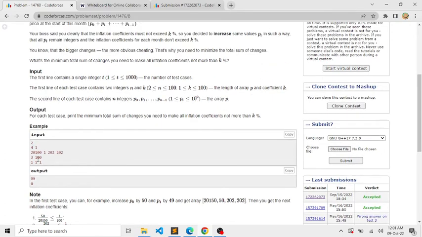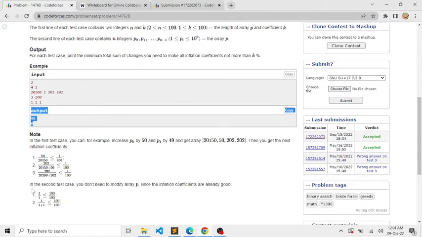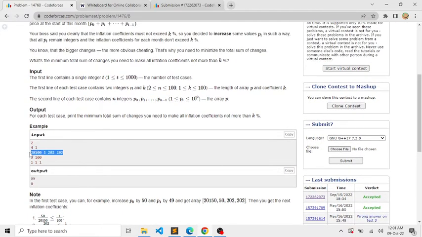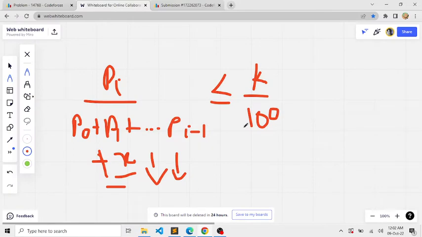So here they have given us an example as well as the output. Let's take this, let's try to solve the question with the help of this example, and we'll simultaneously discuss the approach.